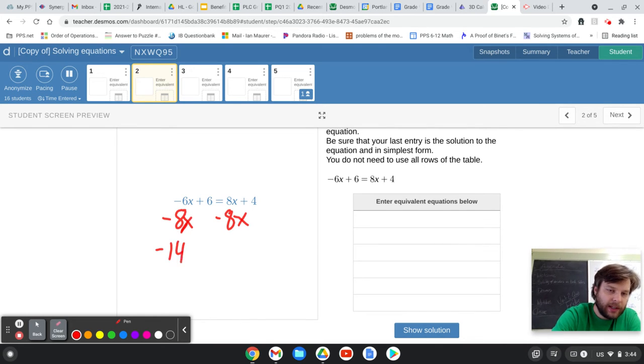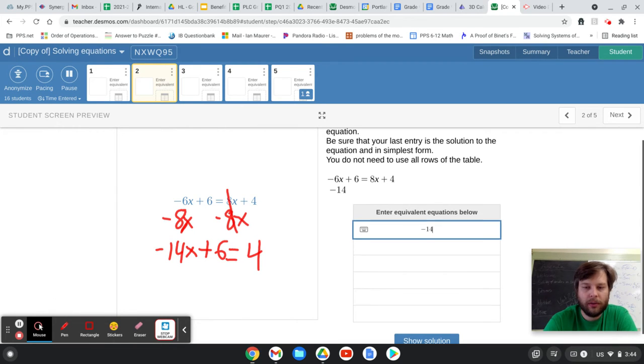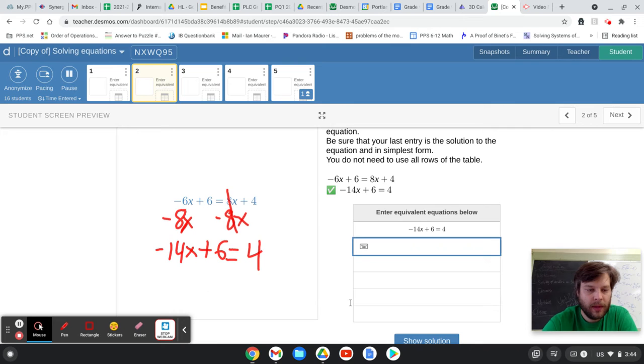Negative 6x minus 8x is negative 14x. The reason I subtracted is because on the right side, 8x minus 8x is 0. So I have negative 14x plus 6 is equal to 4. Now I can type that into my table over here. Negative 14x plus 6 equals 4. Check mark because it is equivalent.